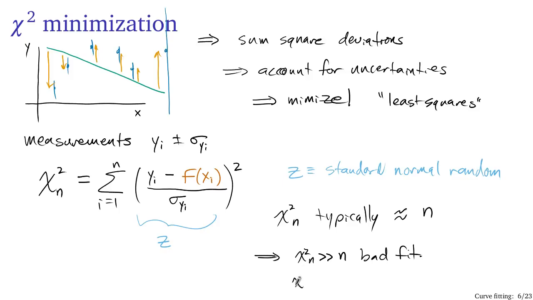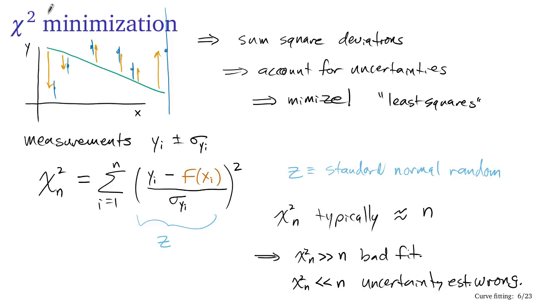On the other side of things, it's entirely possible that your chi-square will turn out to be much, much less than n. Now, under those circumstances, the line is going through all of your error bars. That's a relatively common outcome in experiments, and what that means is that your uncertainty estimates are wrong. Your error bars are too big. Your measurements might actually have been more accurate than you thought they were.